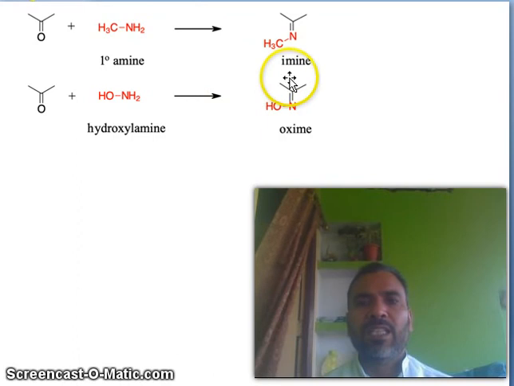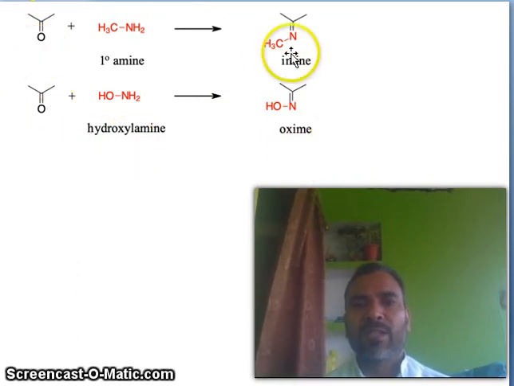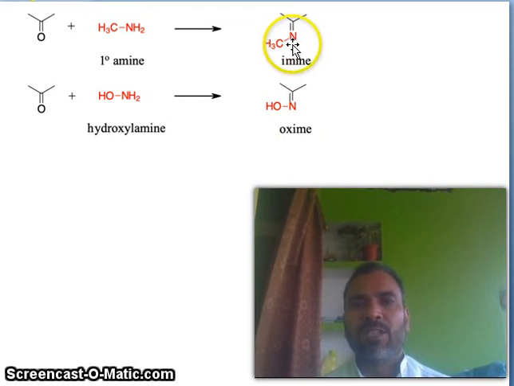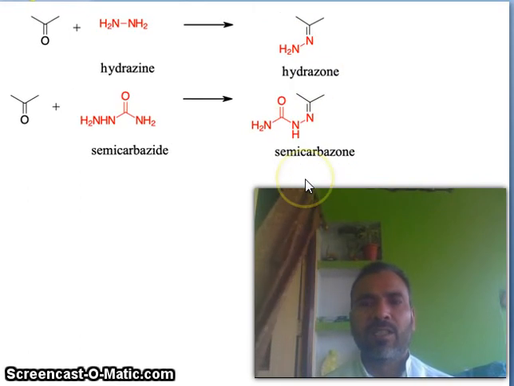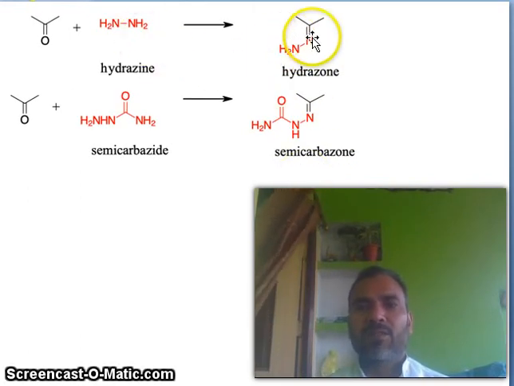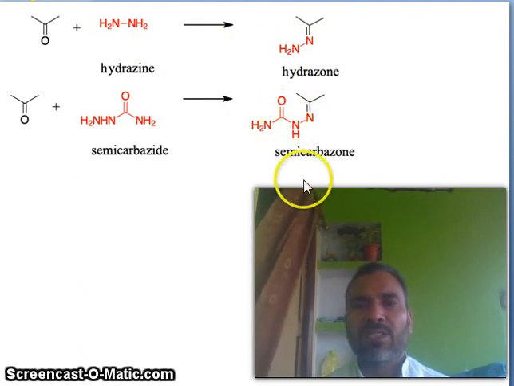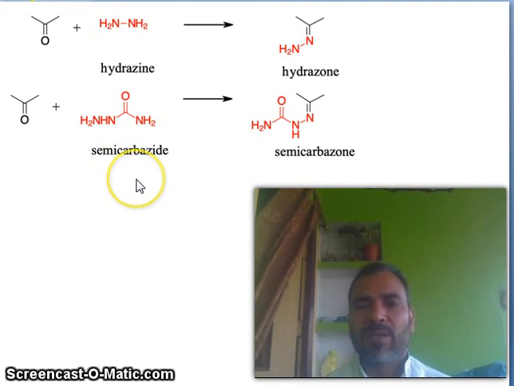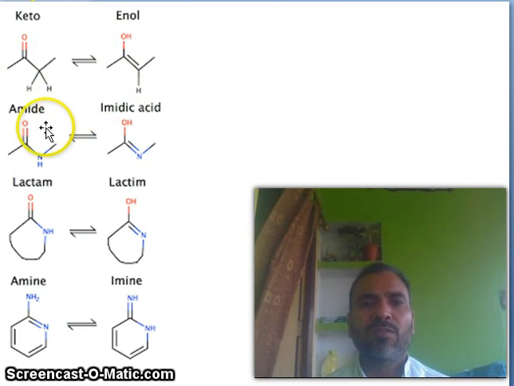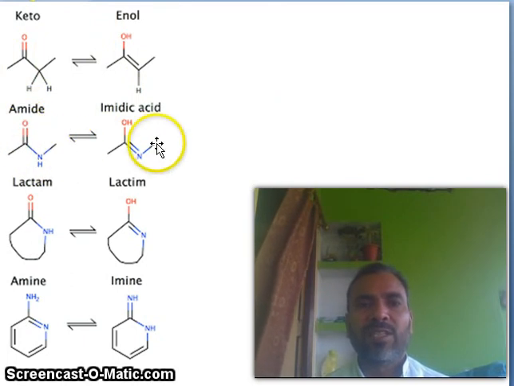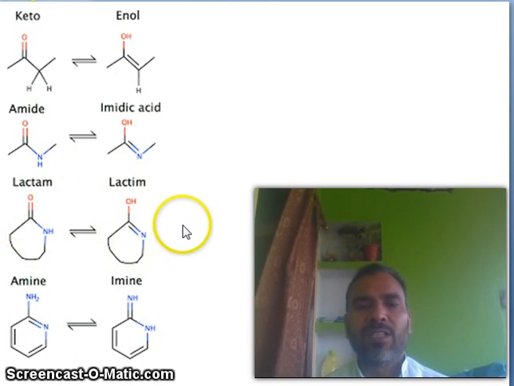You see 1 degree amine reacts with ketones, hydroxylamine, they are forming imine and alkene. This is a special functional group, carbon double bond nitrogen, and here CH3 amine OH, oxime. Same with hydrazine, you see NH2 hydrazine, and with semicarbazide you get semicarbazone. And this is cyclic form, this is the keto form, enol form. If you have amide, so amide, imidic acid. If you have lactam, so a keto form. If it is in the enol form, lactim, like that.